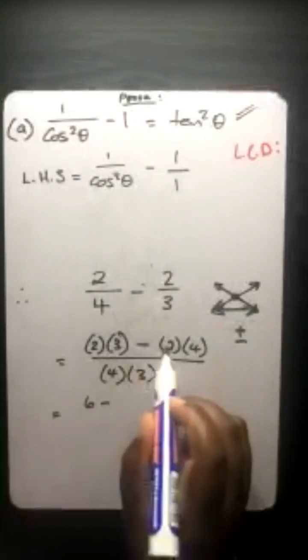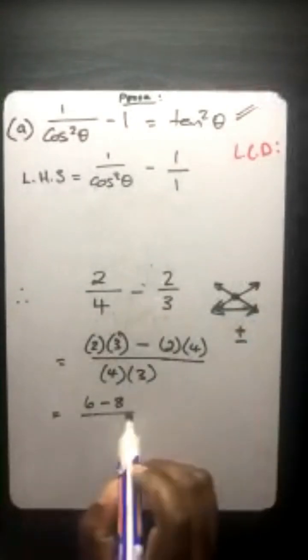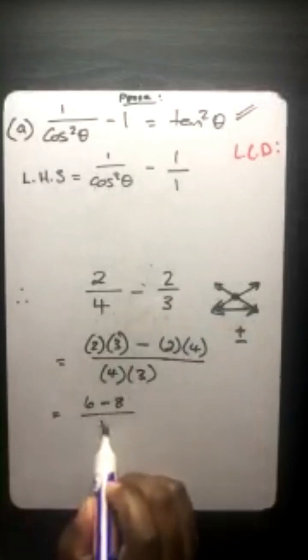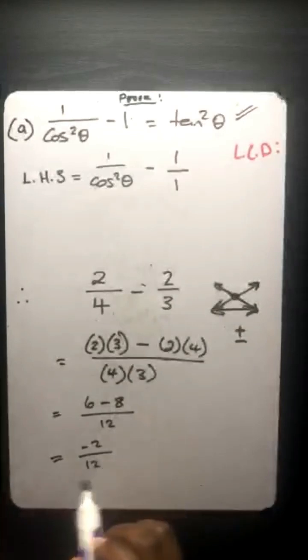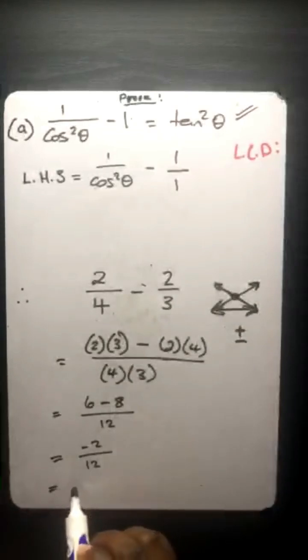You say that by that, it's 6 minus that by that. What is that? I think that is 8 over that by that, which is 12. Meaning this minus that is actually negative 2 over 12. And then what is that?